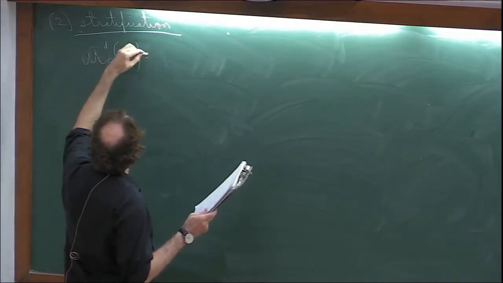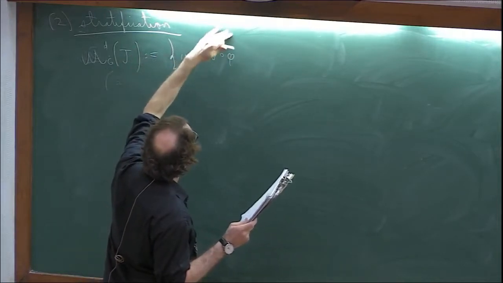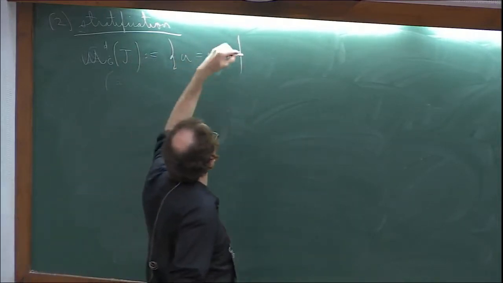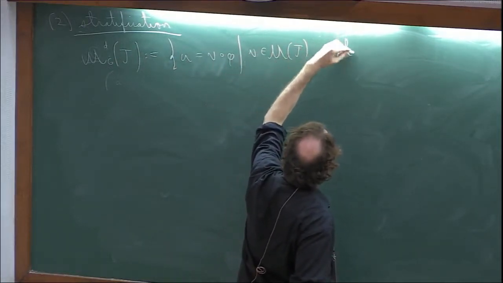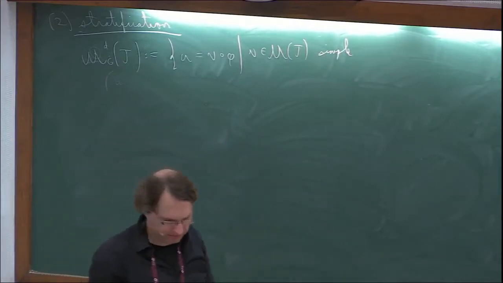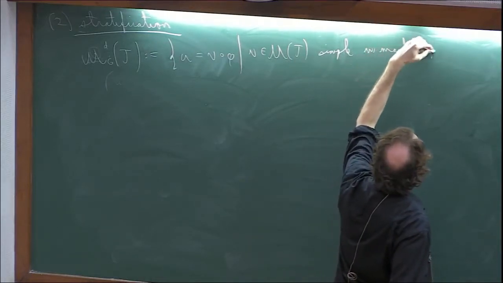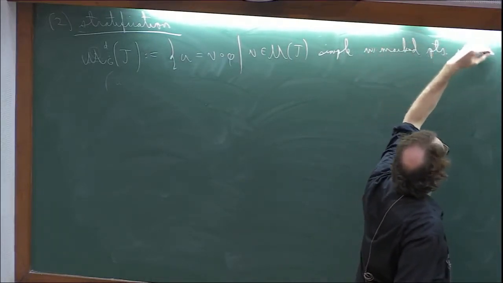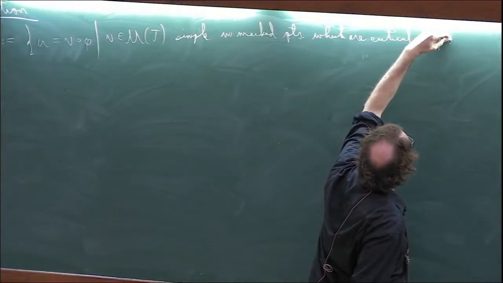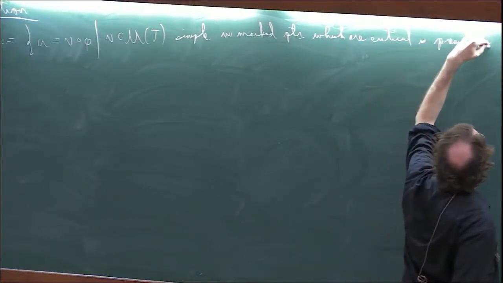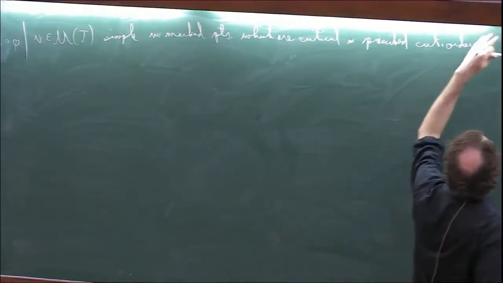M^d_G of J is going to denote the set of all multiple covers of the form v of phi, where, first of all, v is a simple J-holomorphic curve, with a little bit of extra structure. Let's suppose that it has some marked points, which are critical with prescribed critical orders, and v is immersed everywhere else.